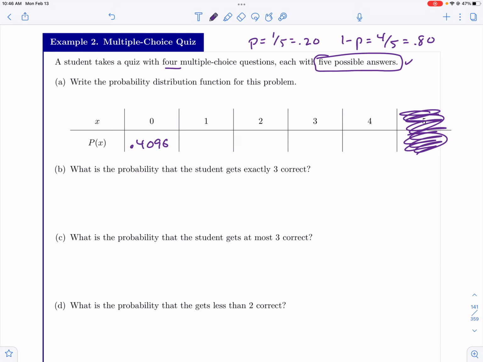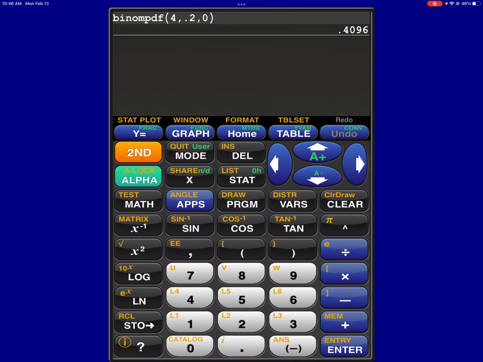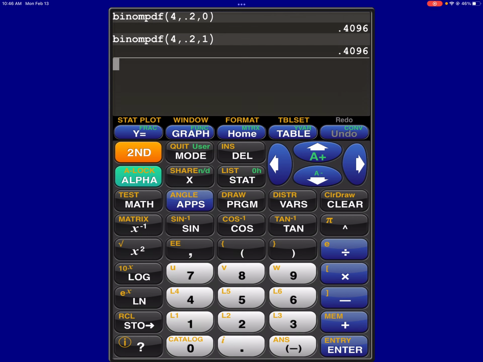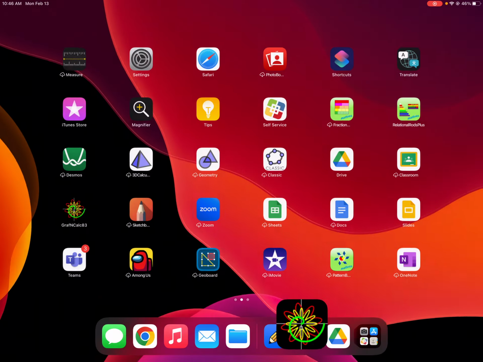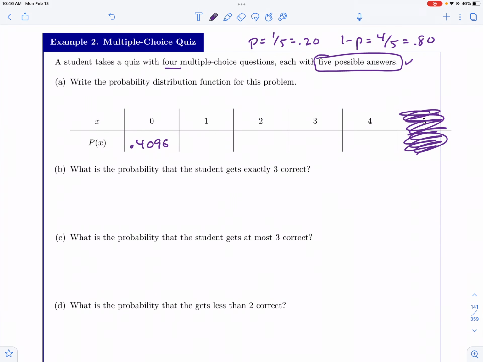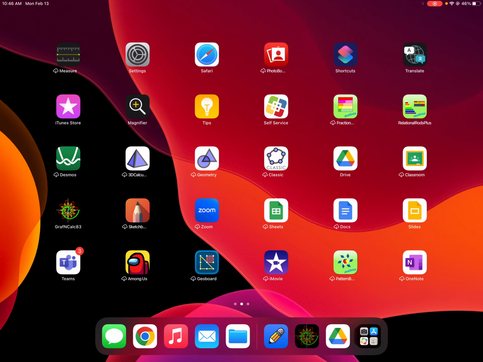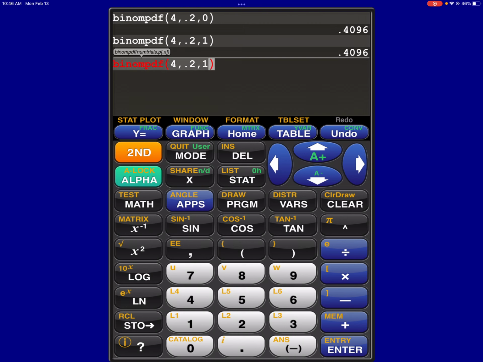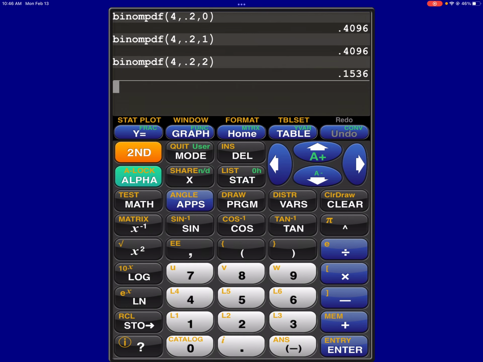And so now I want to repeat this, but replacing that last number with a 1, and then a 2, and then a 3, and then finally a 4. So if I just hit second enter, it pulls up the same command, so I can just go in and replace that 0 with a 1. And so the probability of getting 1 question right is exactly the same as the probability of missing all of them, so 0.4096. So now let's do the same thing for 2. So second enter. So this is the probability of getting 2 correct. 0.1536.